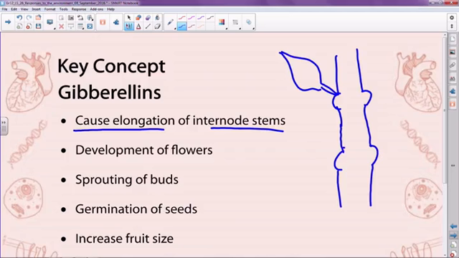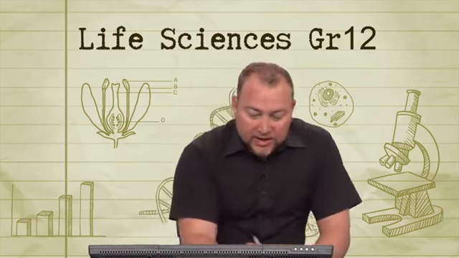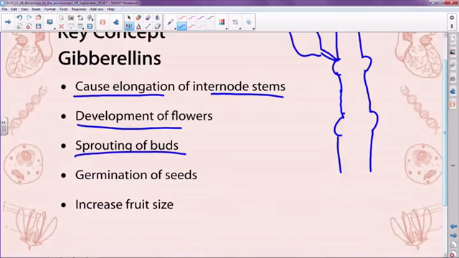Next one, the development of flowers. If gibberellin is present, then you're going to start producing flowers. So when it comes to springtime and you start seeing those little buds for flowers, that's because of gibberellin. Gibberellin is busy doing all of that. Next one, as I said, sprouting of buds. The buds make flowers, so the sprouting of buds is where gibberellin is present.